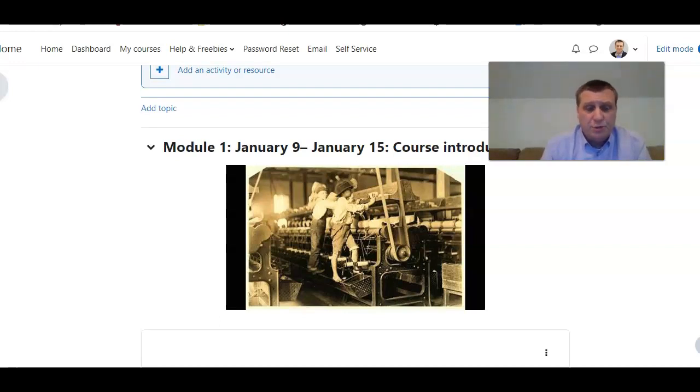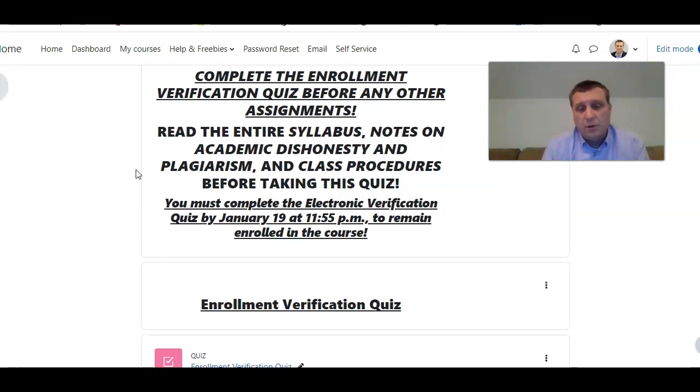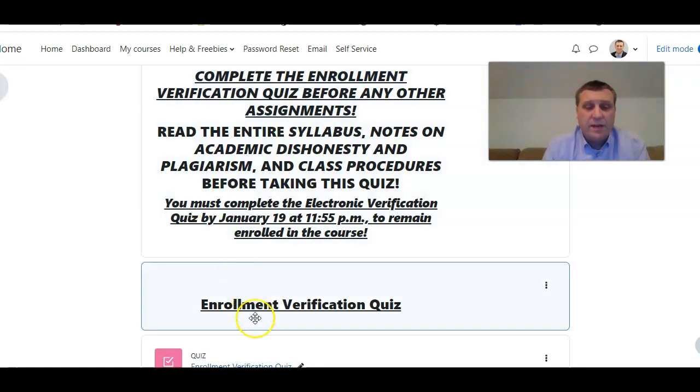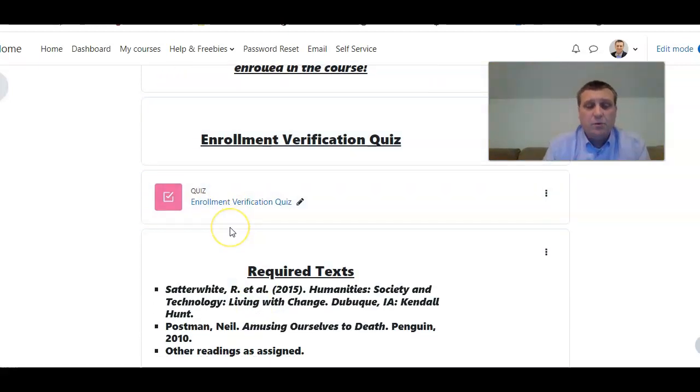The very first thing that you should do this week is, after having read the syllabus and the course procedures and the notes on academic dishonesty, etc., you need to complete the enrollment verification quiz. This quiz must be done before January the 12th to ensure that you remain in this course. So it is imperative. It's the first thing. It does not take a long time. It is pretty simple. It's an easy way to get started in this course. So please, please, please make that the very first thing that you do.